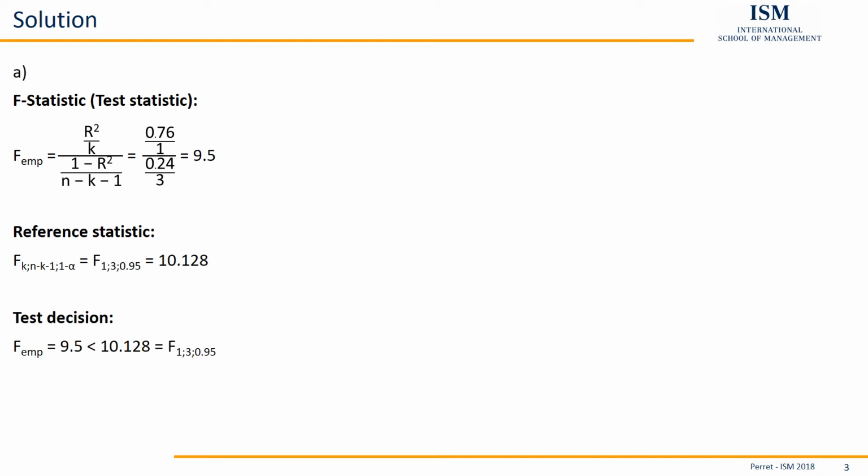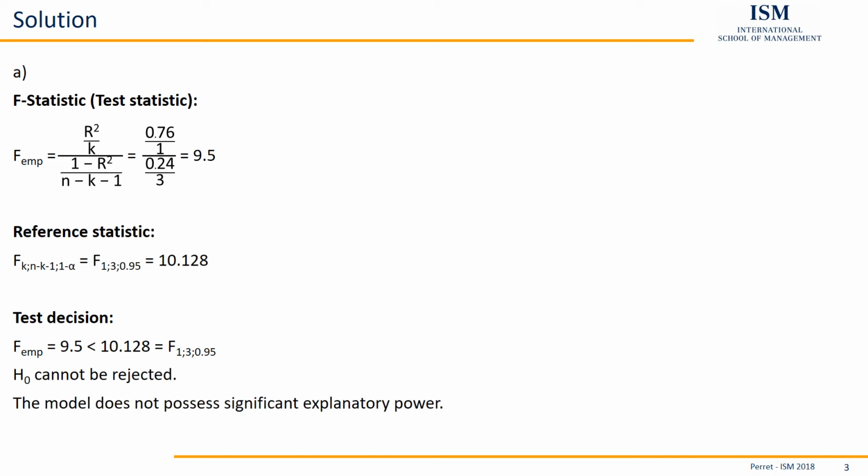There we see that the test statistic is smaller than the reference value. This means our H0 hypothesis cannot be rejected. H0 in this context is that the model has no significant explanatory power. Okay, so if our model has no explanatory power, we cannot reject this. We need to assume it possesses in general no explanatory power.